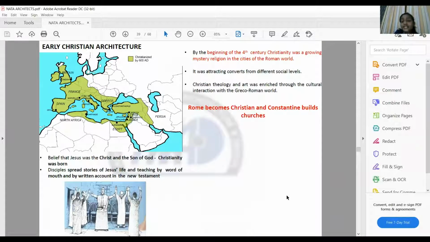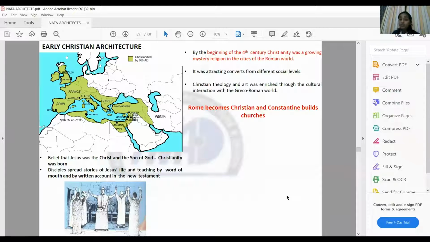So here it is mainly the belief that Jesus was the Christ, and then he was also referred to as the Son of God, right? And they started spreading the stories of Jesus, his life and his teachings, etc. And then at the beginning of the 4th century, Christianity was a growing mystery religion in the cities of the Roman world.